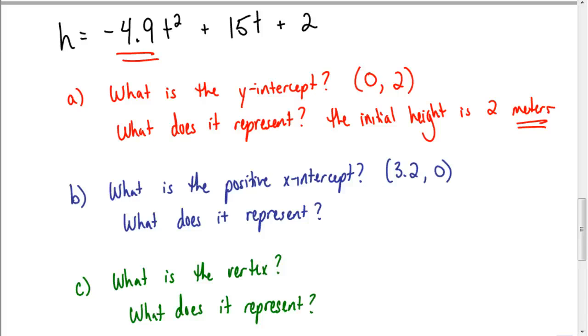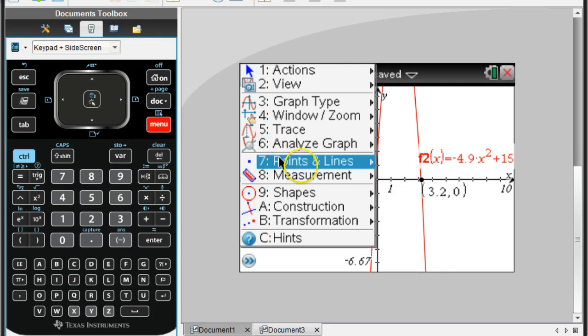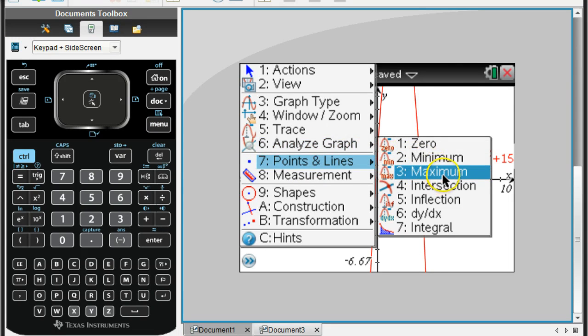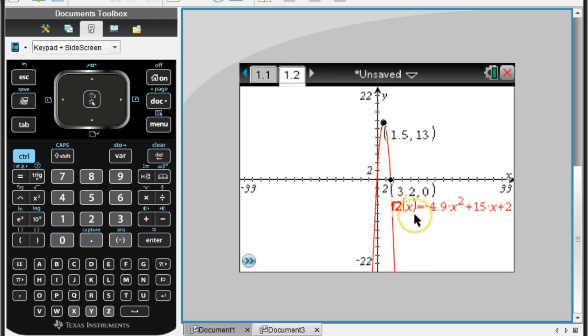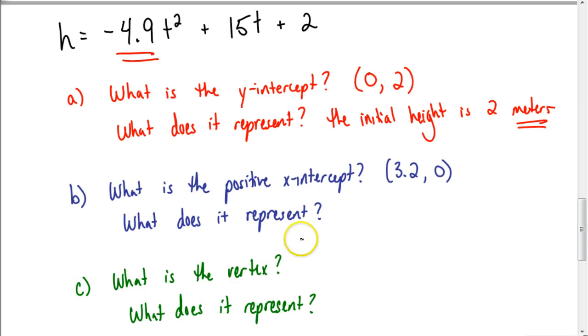And to find the vertex, menu, analyze a graph. Again, we're finding the maximum. Start out with your lower bound and upper bound. And you should have gotten a vertex at the point 1.5 and 13. And in this case, what this represents is that after 1.5 seconds, the ball or the object reaches maximum height of 13 meters.